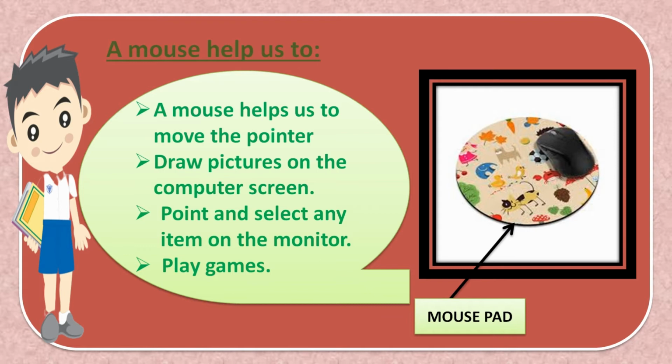The diagram at the right side is the diagram of a mouse, and the pad on which we place this mouse is known as a mouse pad. So we can say that the pad on which we place a computer mouse is known as a mouse pad.